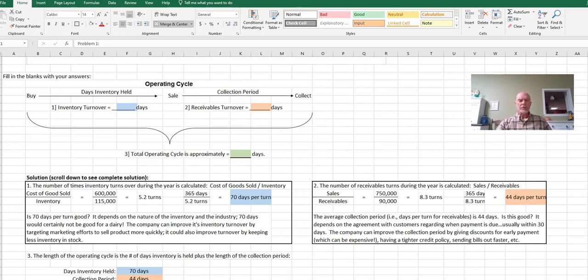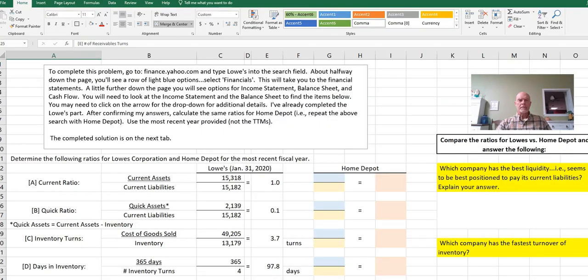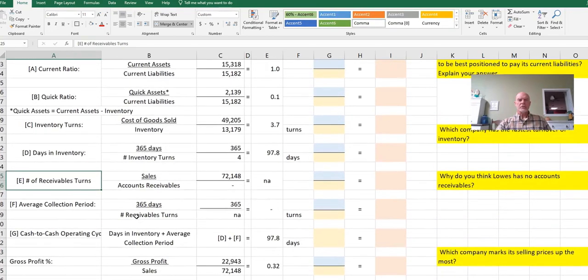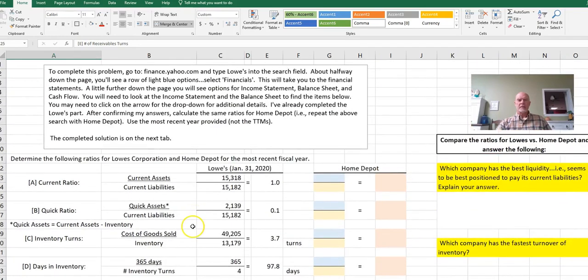So I'm going on the next tab. I have a few other ratios that we're going to look at. And to calculate these ratios, I have pulled the numbers off of the January 31 of 2020 financial statements for Lowe's Corporation. And I got those by going to the website for finance.yahoo.com. And on the Excel file that is provided to go with this video, you can read these instructions about how to get those numbers.